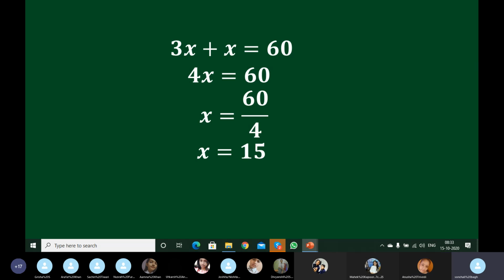The angles of a triangle are in the ratio 1:2:3. Find the angles. So what will happen? The sum of the interior angles of a triangle is 180. That we have already done in algebraic expressions, right?